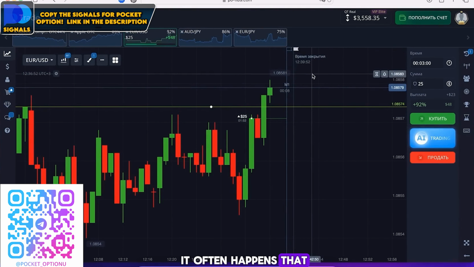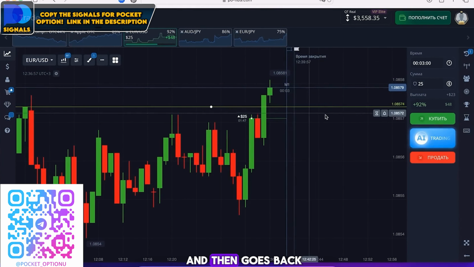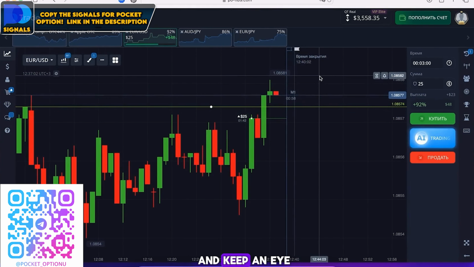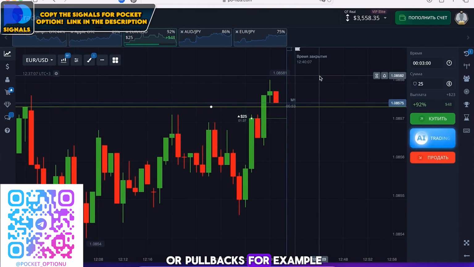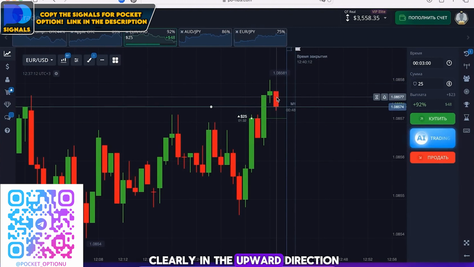It often happens that it builds a range, drops below that line of our maximum, and then goes back up. So in these situations, please open way fewer trades and keep an eye on the trend. But if you don't have any sideways movements or pullbacks, for example with the candles, then you should try to open positions clearly in the upward direction.